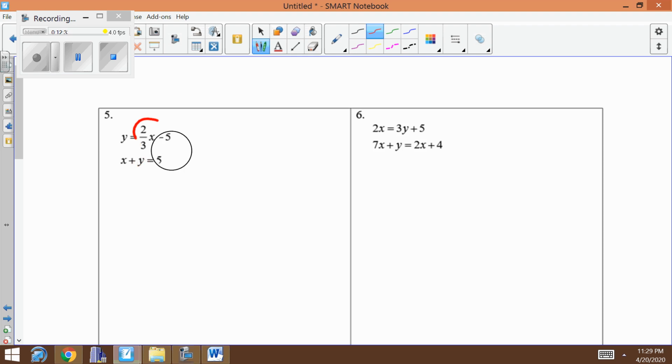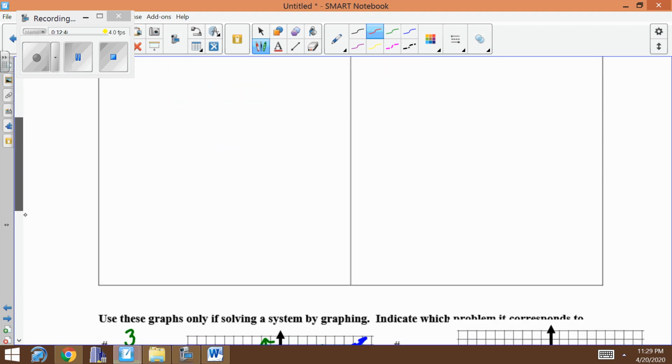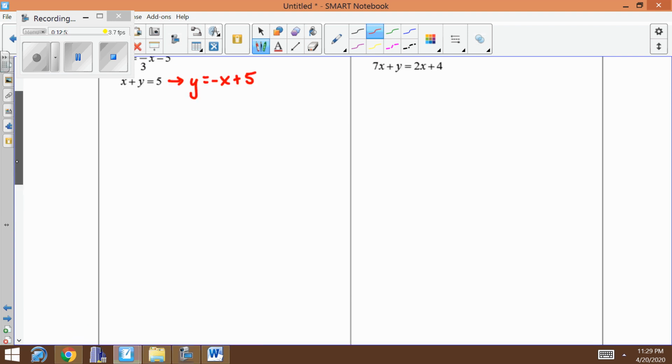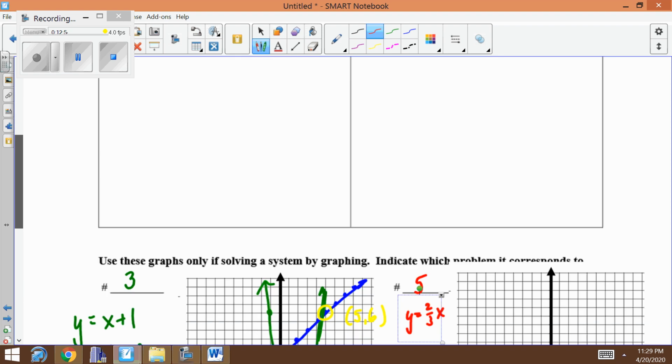Yes, 100% yes. But when I see this one, I'm like, ooh, this one looks like a really good one to graph, because that one's an easy one to put into slope-intercept form too. So that means I'm going to go back down to my graph paper. We've got 2/3 x, it was 2/3 x, and it was, I think, a minus 5, right? Minus 5, and negative x plus 5.